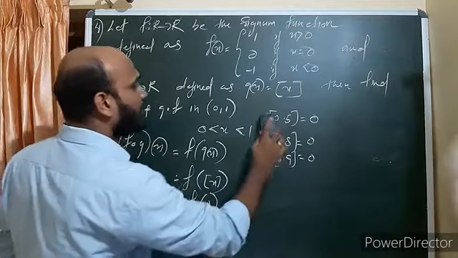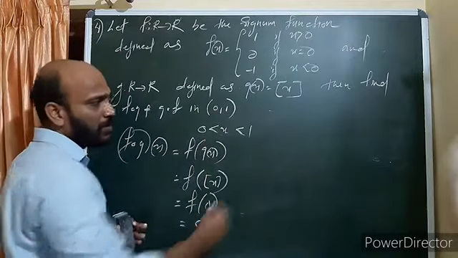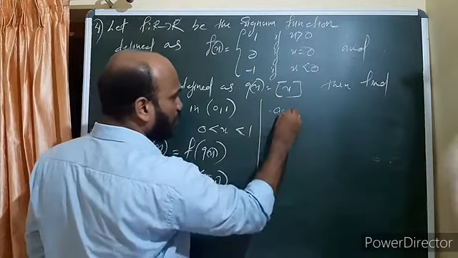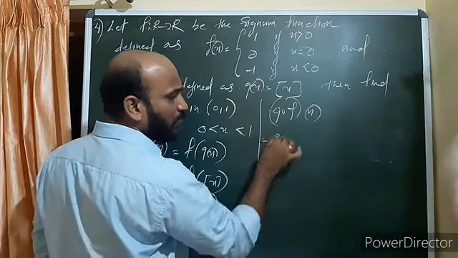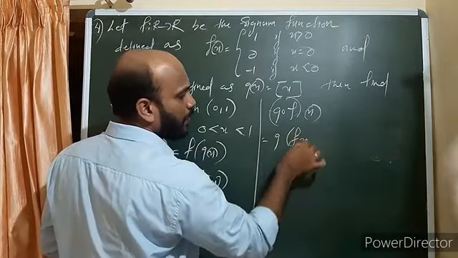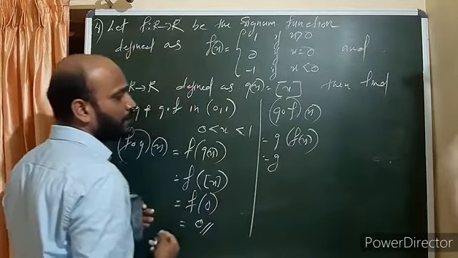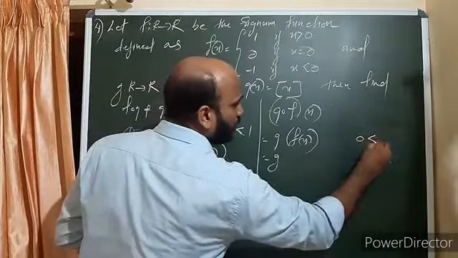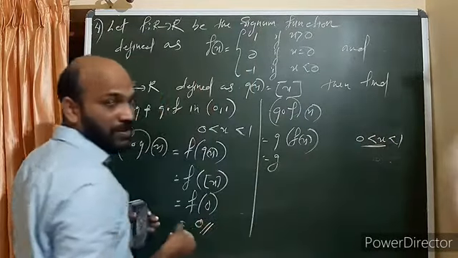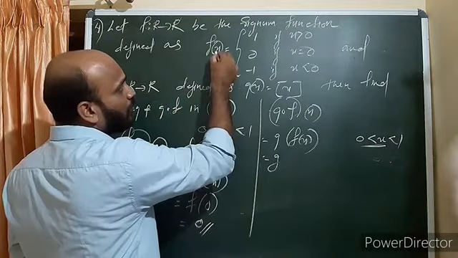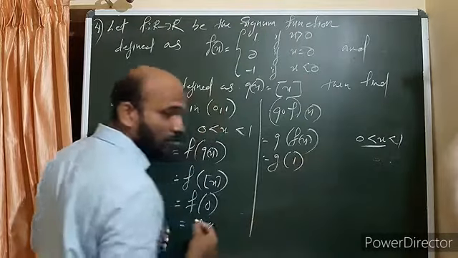Now we want to find g of f of x where x belongs to the open interval 0 to 1. So by definition, this is equal to g of f of x. That is g of, what is f of x? x belongs to 0 less than x less than 1, that means x is more than 0. When x is more than 0, f of x will always be 1. So this will be equal to g of 1.